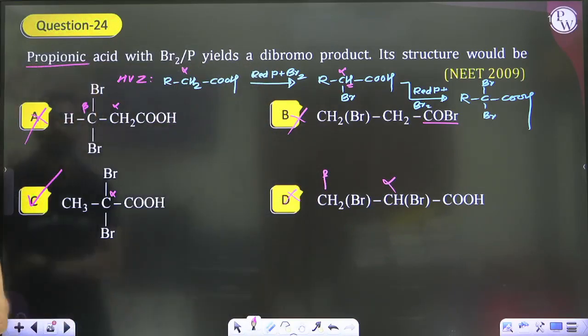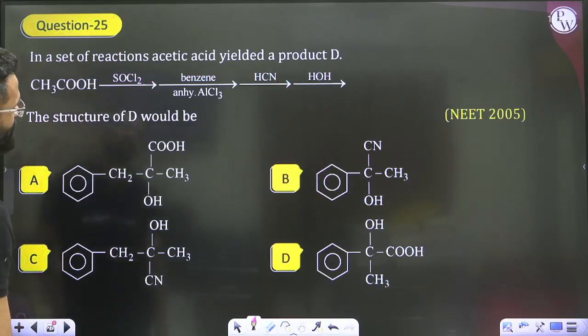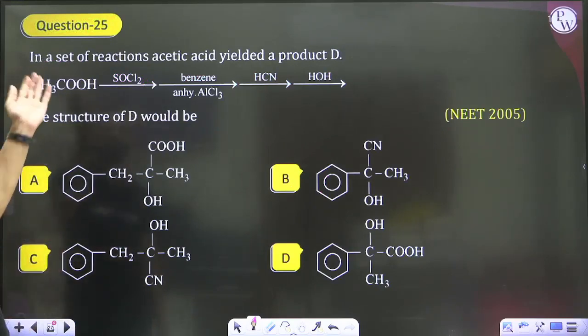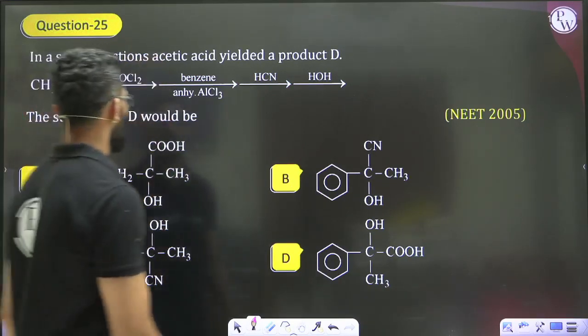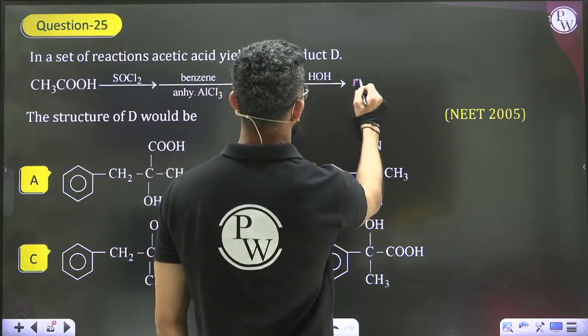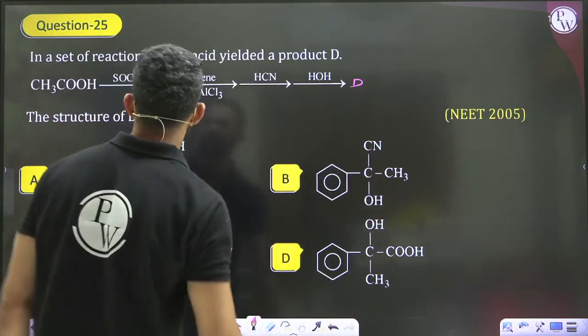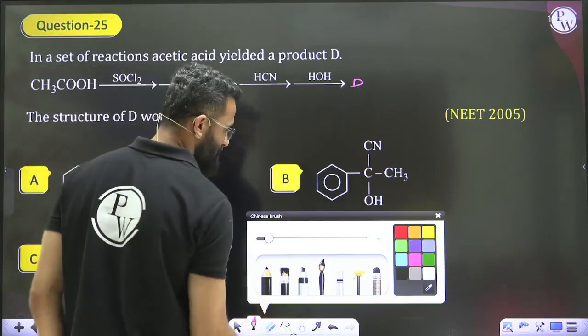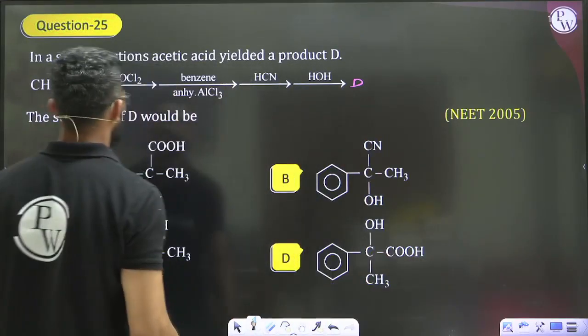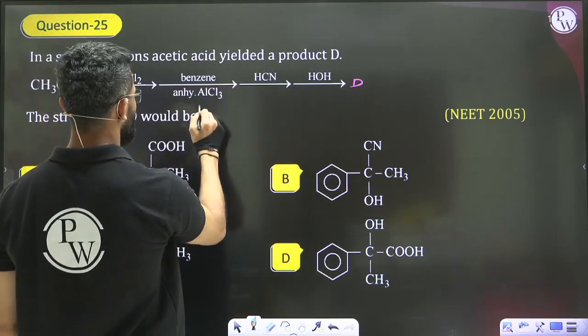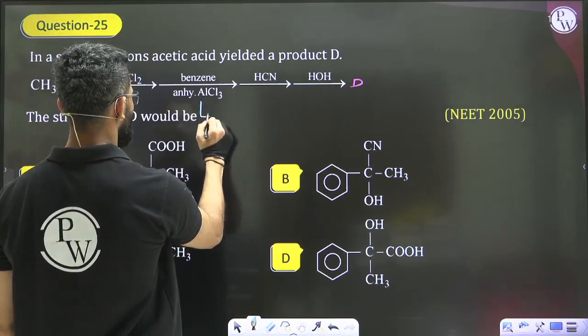Next question, number 25. In a set of reaction, acetic acid yielded a product D, meaning this has given product D. What is the structure of product D? Okay, so we have to find out D here. Okay, guys, let's write down the reaction. Starting with acetic acid. So we are writing the reaction here.